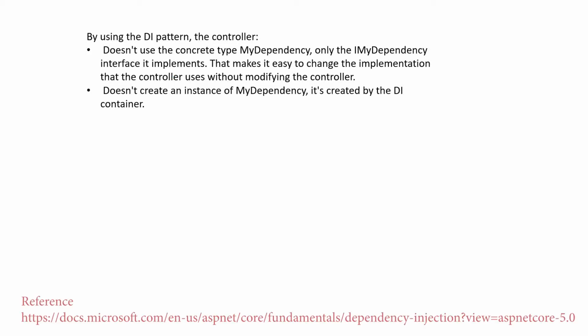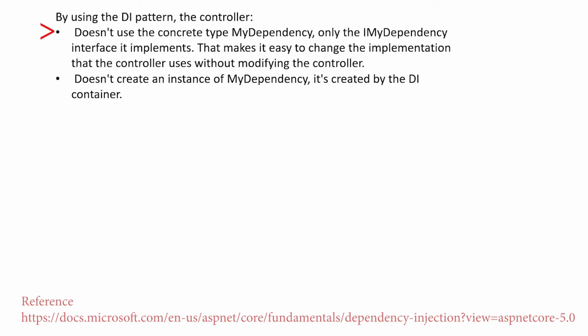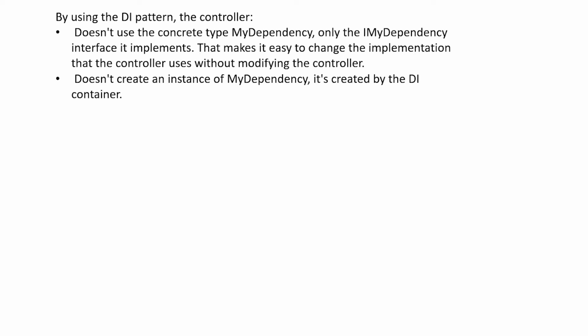By using the DI pattern, the controller class does not use the concrete type MyDependency class, only the IMyDependency interface it implements. That makes it easy to change the implementation that the controller uses without modifying the controller. The controller does not create an instance of the MyDependency class, it's created by the DI container. By using this DI pattern, we will create three methods: add update article, delete article, and get all article. And we will inject this service in a controller.